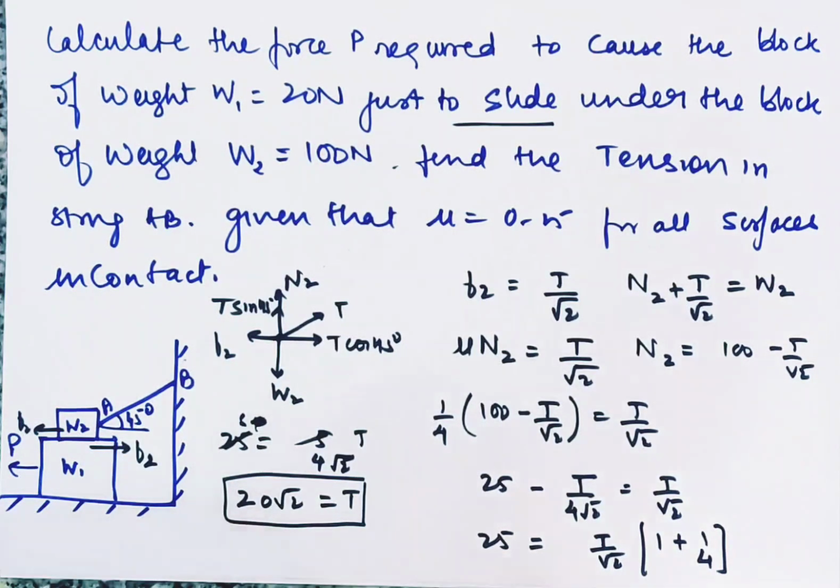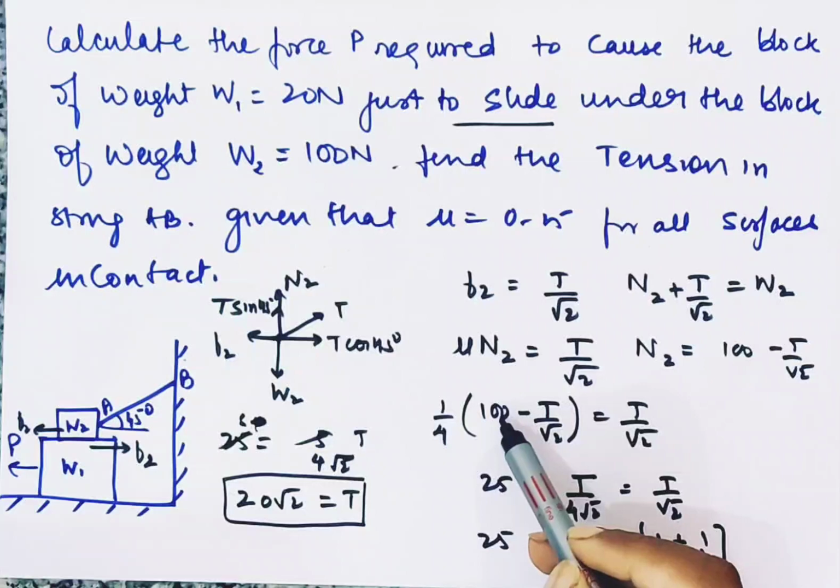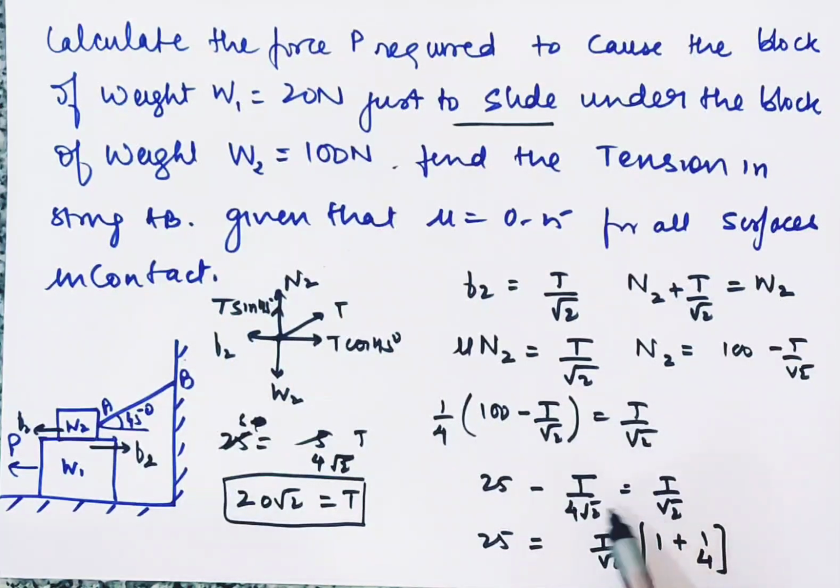Now we have to find out, I just take the calculation. 4 25s are T by root 2, we can take common, 1 plus 1 by 4, 4 plus 1, 5 by 4, 20, 5 5s are, okay, it's correct.